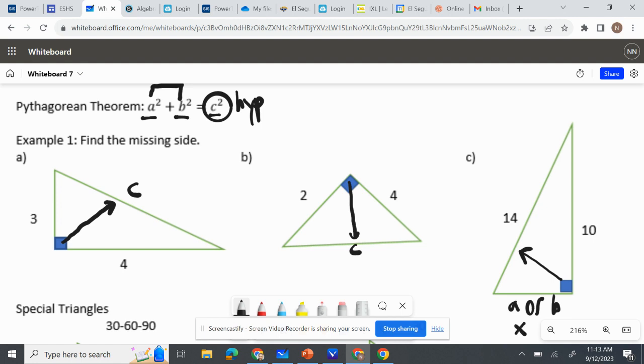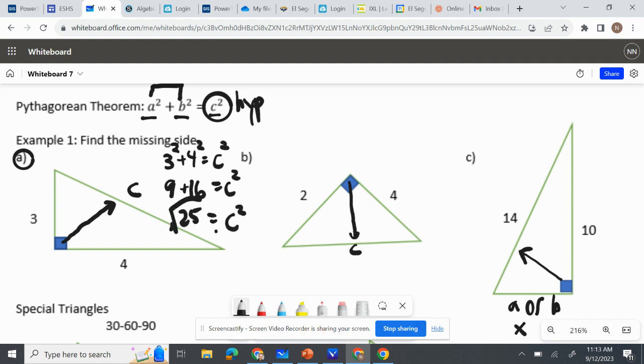So when we're solving this, looking at letter A, what we have is 3 squared plus 4 squared equals C squared. 3 squared is 9, 4 squared is 16, 9 plus 16 is 25, and in order to get rid of a square, we take the square root. So our answer is C equals 5.